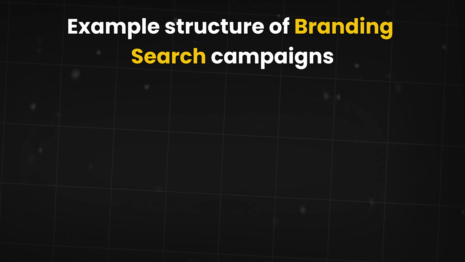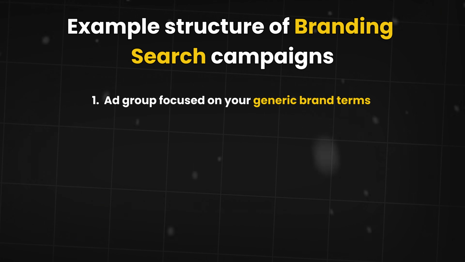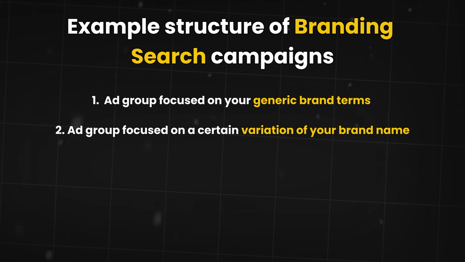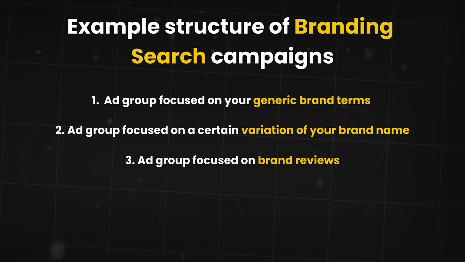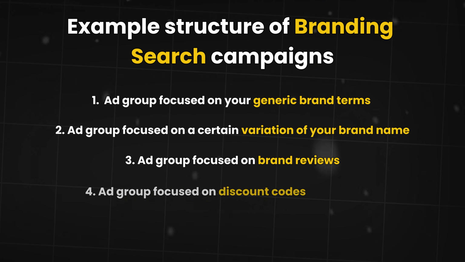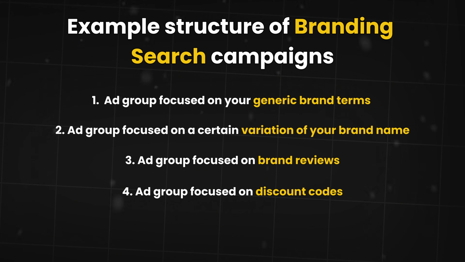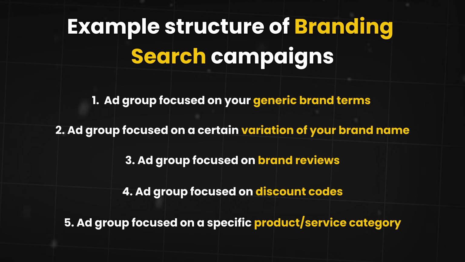When it comes to your branding search, inside your branding search campaign, you would generally have an ad group focused on your generic brand terms, maybe an ad group focused on a certain variation of your brand name, an ad group focused on searches related to your brand reviews, a separate ad group focused on your brand discount code searches, a separate ad group focused on your brand terms related to a specific product or service category, and so on and so forth.